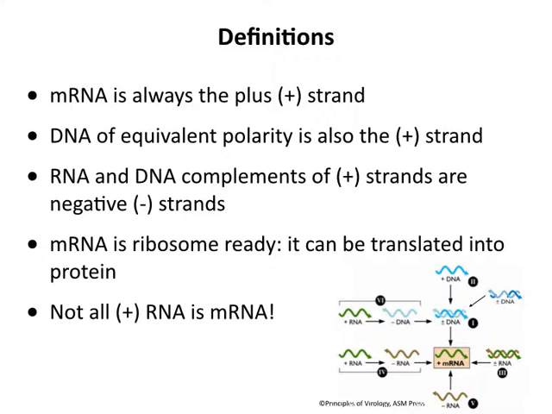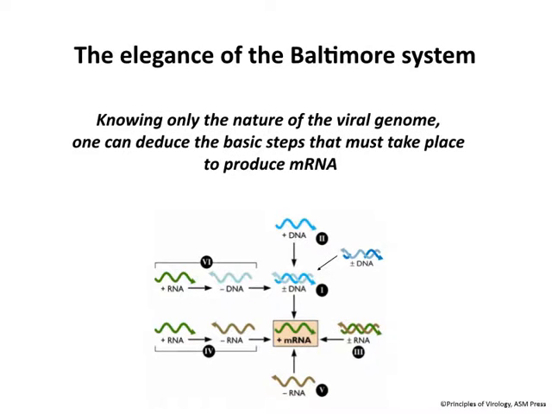So mRNA is ribosome ready. It's ready to be translated. But we do distinguish between plus RNA and mRNA for some viruses. So if you see a virus with a plus strand RNA genome, most of the time it can be directly translated, but there are a few exceptions. I would like it to be a general rule, but it's not, and we'll see what those exceptions are again. All right, so those are the polarity definitions that we use in this Baltimore scheme.